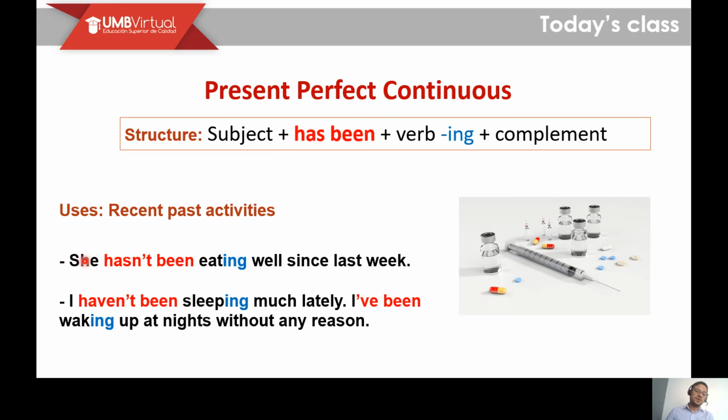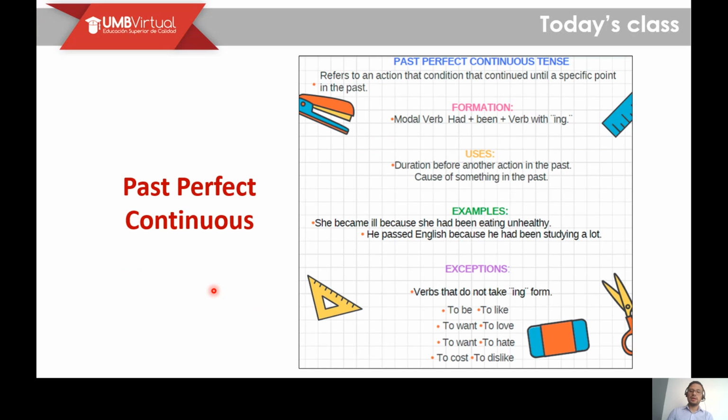If we have the third person, we make the conjugation of the auxiliary to have. So the past perfect continuous refers to an action or condition that continued until a specific point in the past. So it was in process during the past, up to a certain moment. Mainly we use it combined with the past simple, because it needs to mark the end.